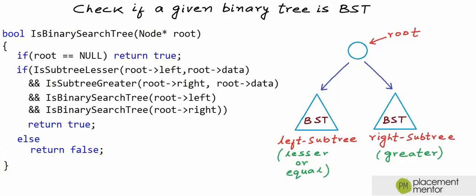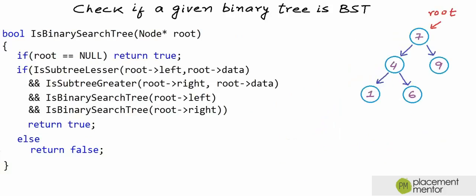Let's quickly run this code on an example binary tree and see how it will execute. I have drawn a very simple binary tree here, which actually is a binary search tree. Let's assume some addresses for these nodes in the tree. Let's say the root node is at address 200, and I'll assume some random addresses for other nodes as well. To check if this binary tree is a binary search tree or not, we will make a call to the isBinarySearchTree function. I'm writing IBST here as a shortcut because I'm short of space.